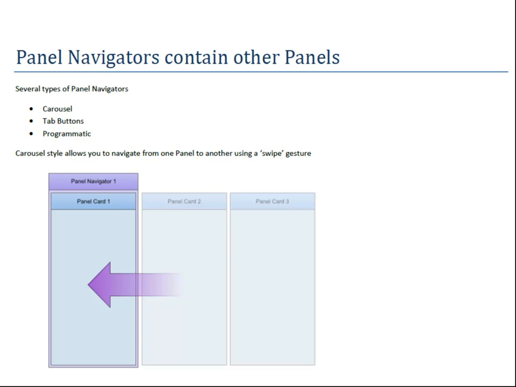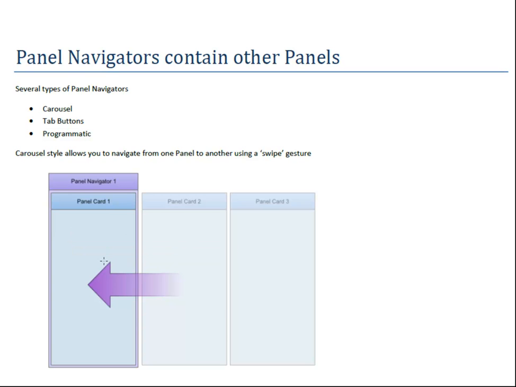So the panel navigator can be set into different modes. It can be set into a carousel mode, tab button mode, or programmatic. So if you look at the image here, you can see we have a panel navigator, and inside this panel navigator we have three panel cards: panel card 1, panel card 2, and panel card 3. And then initially when the panel navigator is displayed, panel card 1 is visible, and panel card 2 and panel card 3 are not visible.